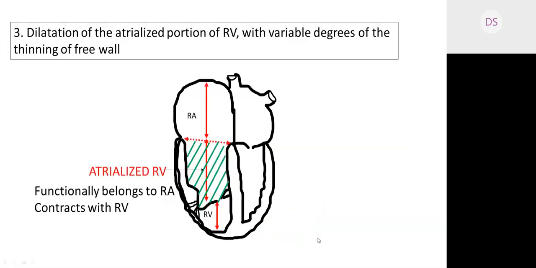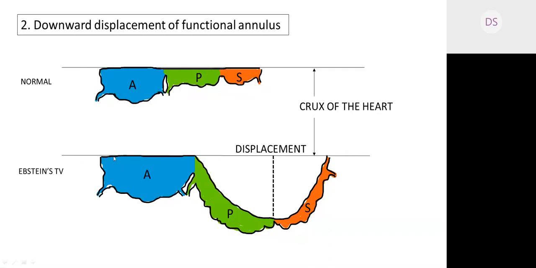Very interestingly, you can also see that the anterior leaflet is much bigger. And because of which, if you actually see in an Ebstein's, the tricuspid valve annulus is also much bigger. A little more later, we will see which annulus this is, because Ebstein's tricuspid valve has two annuli. One is the true annulus and the second is the functional annulus.